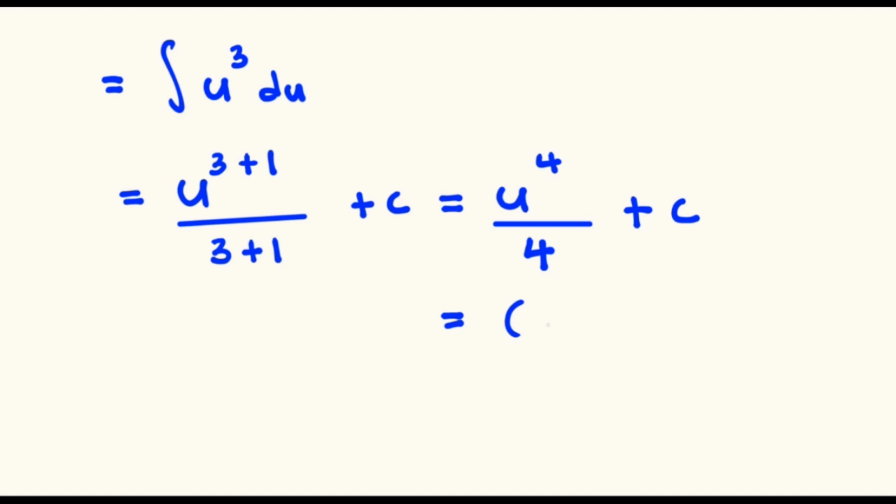So we substitute the ln x in the place of the u, and since the u is raised to the power 4, even the ln x will be raised to the power 4 divided by 4 plus our constant c, and this will be our answer for our second question.